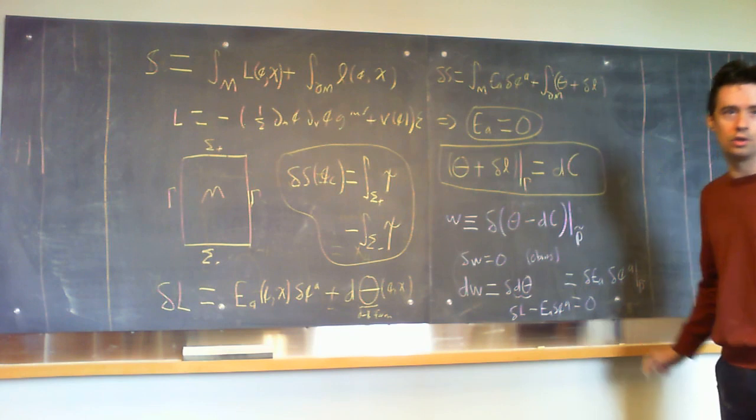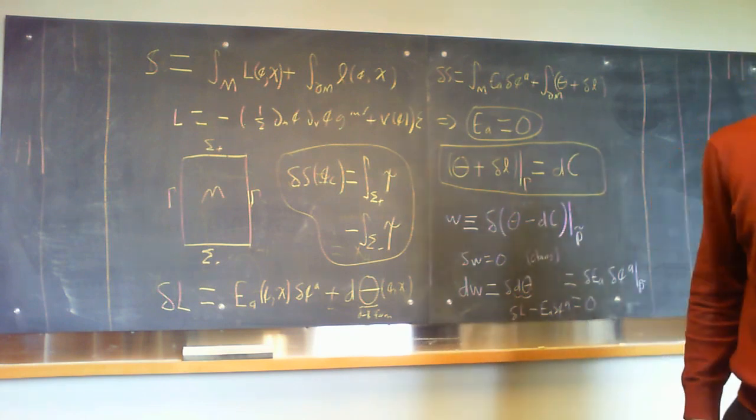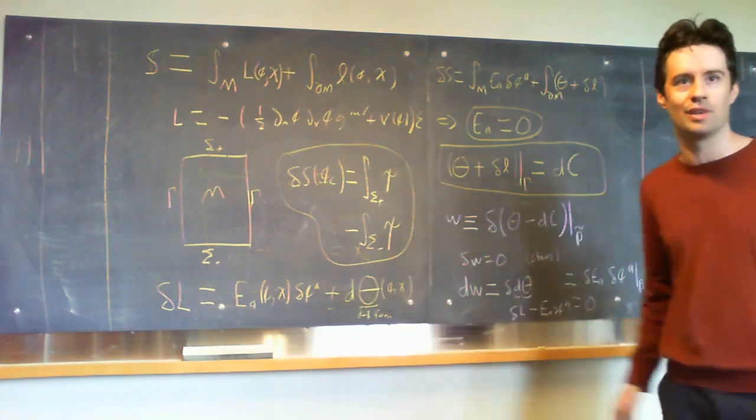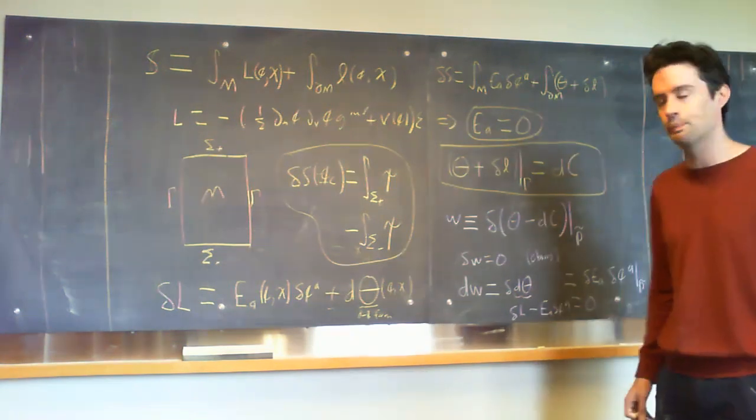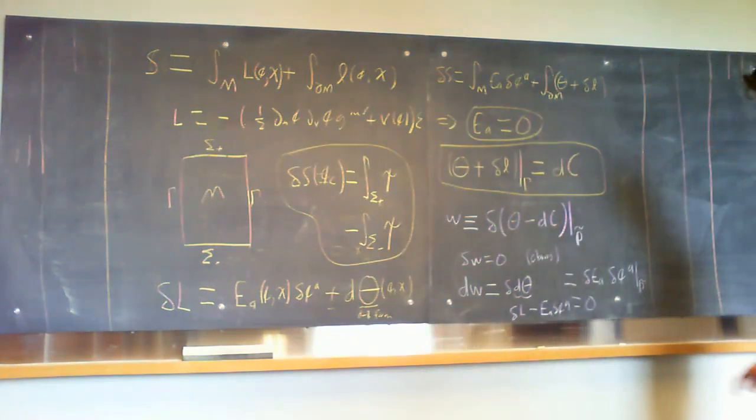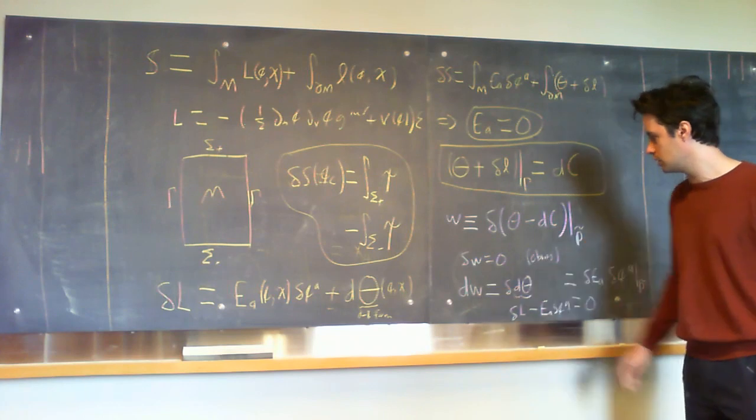Okay. So that's the kind of calculation which is very easy using this differential form technology. So that shows us that omega is closed in space-time.